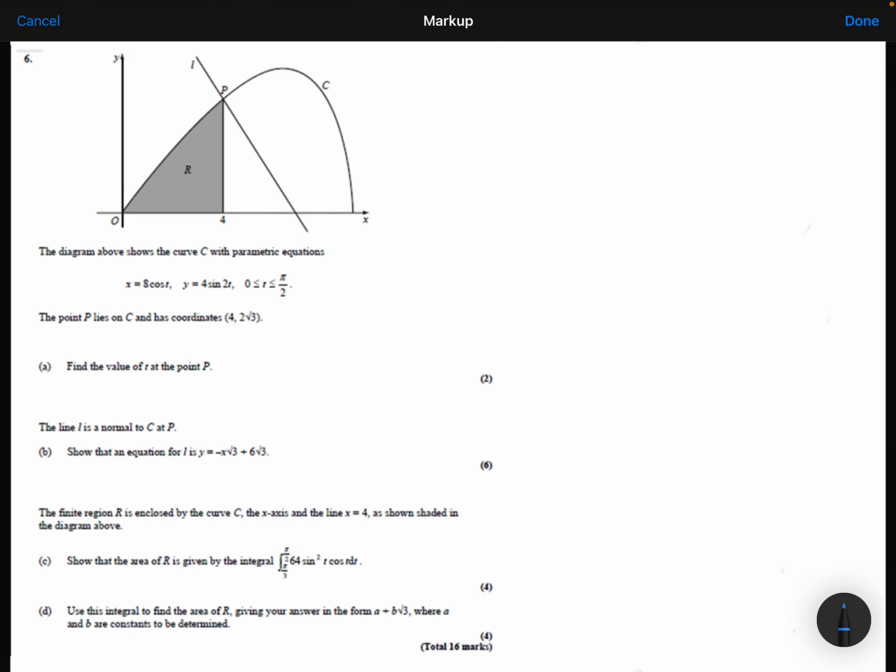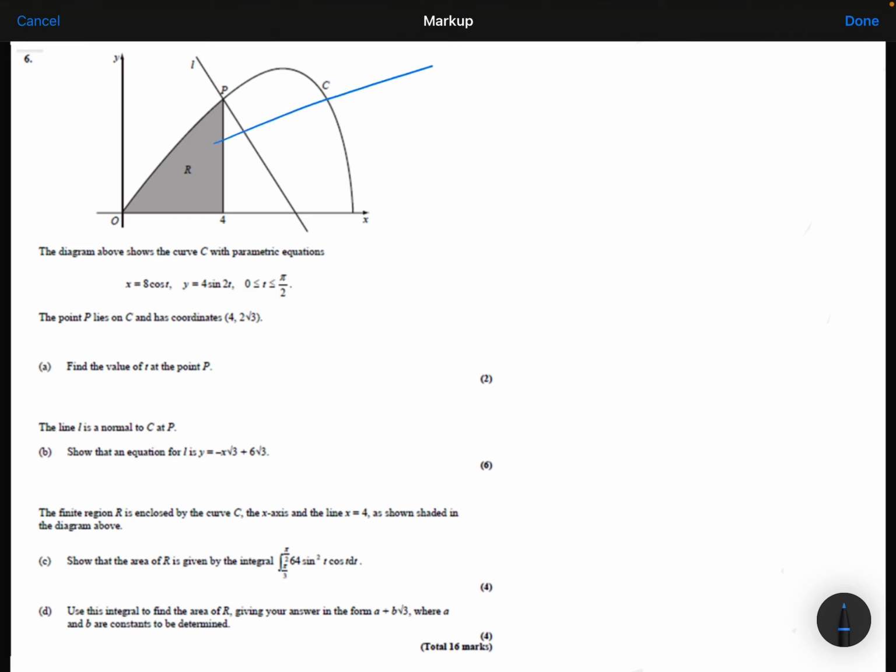Part C. The finite region R is enclosed by the curve C, the x-axis and the line x equals 4, as shown in the diagram above. Show the area of R is given by the integral from pi over 3 to pi over 2 of 64 sine squared t cos t dt.